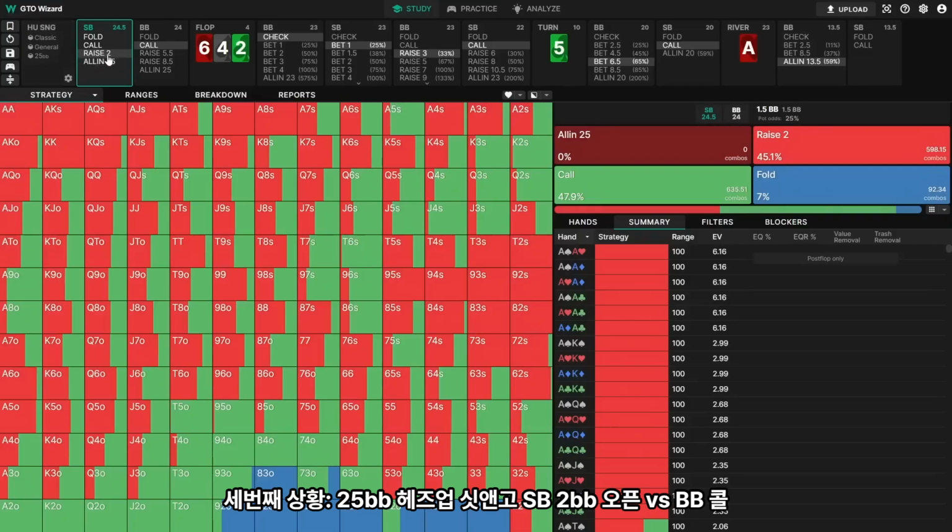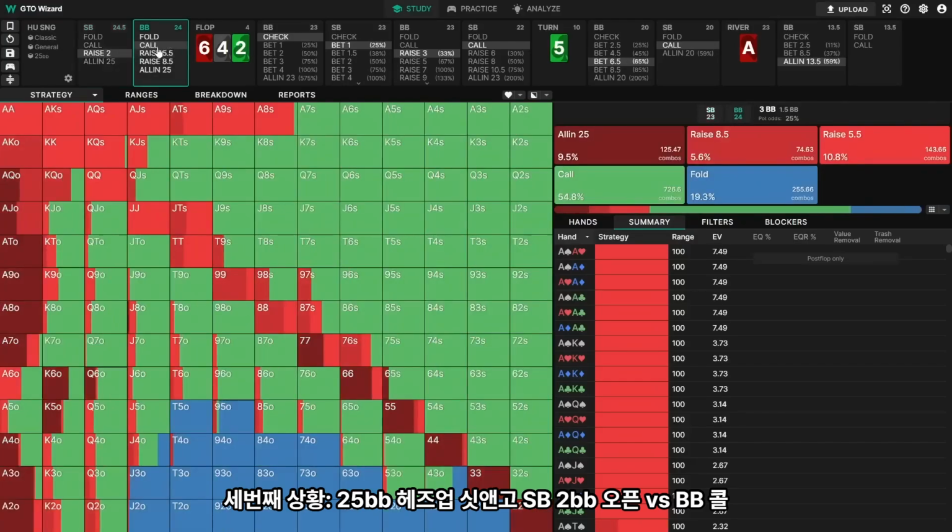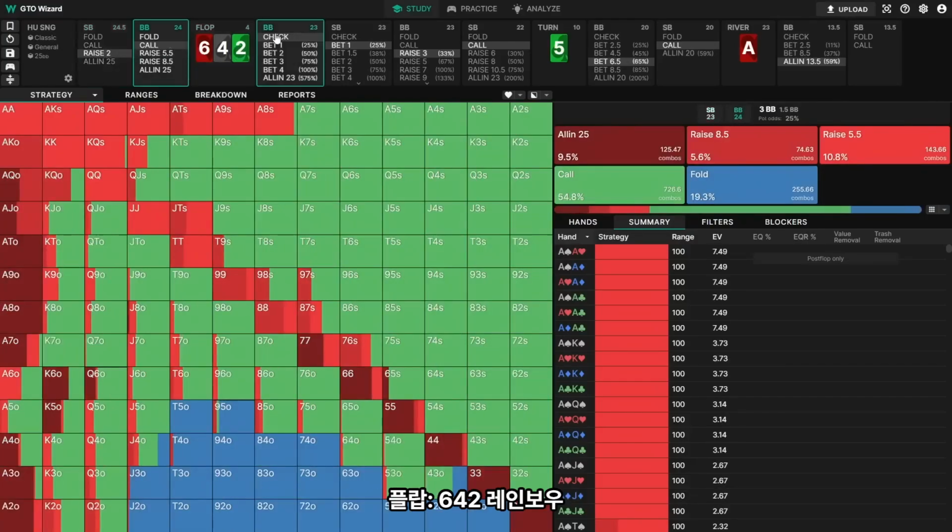Okay, for our last example, we have a heads-up sit and go, 25 big blinds deep. The small blind starts with a 2 big blind open. And yes, I know if you haven't seen heads-up sit and go solutions, there is a lot of limping in position. That is just part of the strategy. So they open, big blind calls, and we get a low connected flop, 6-4-deuce.